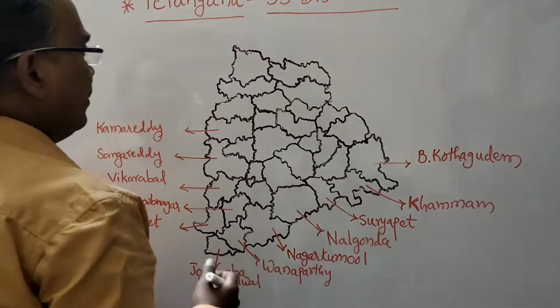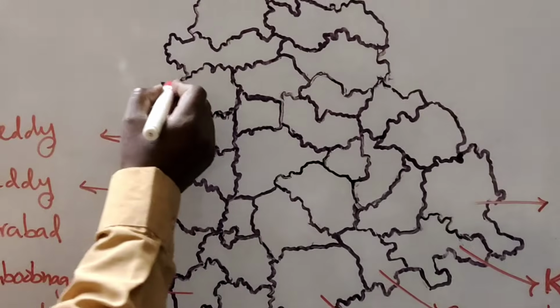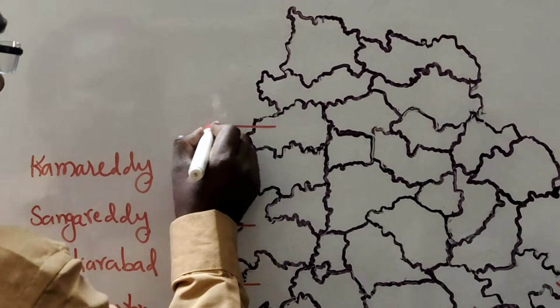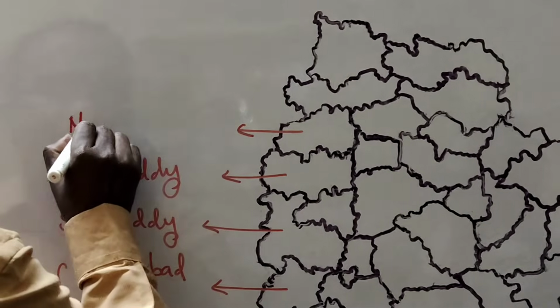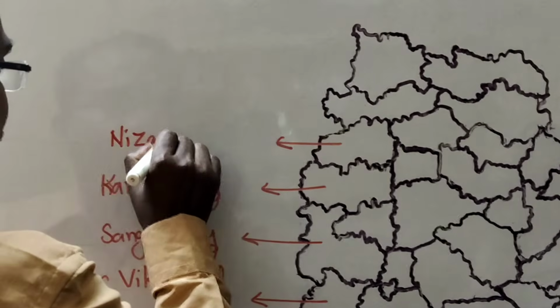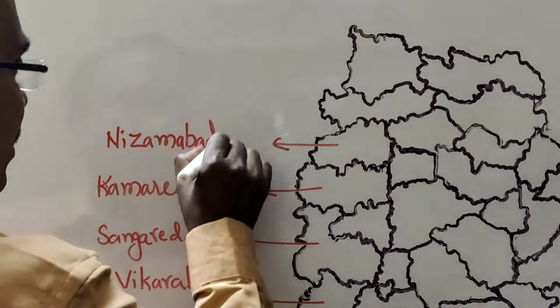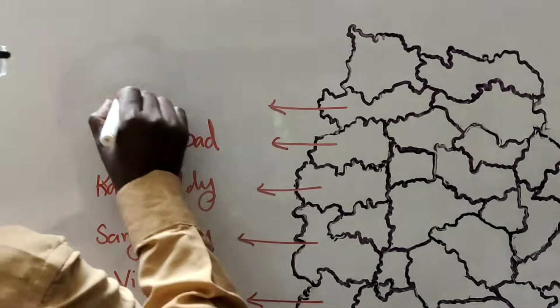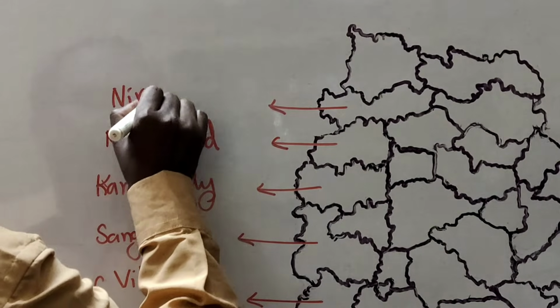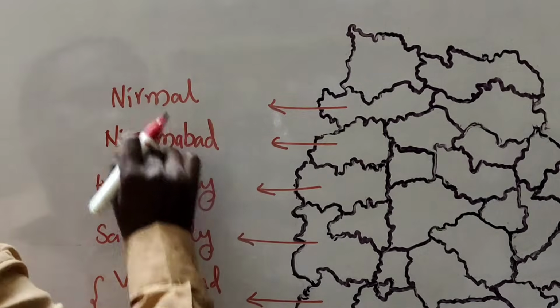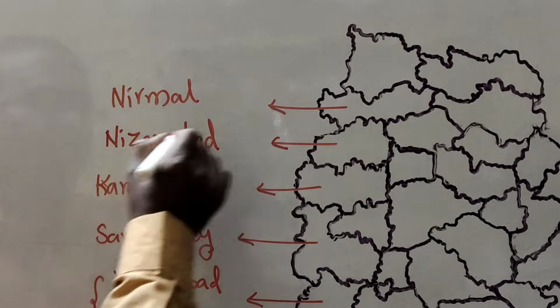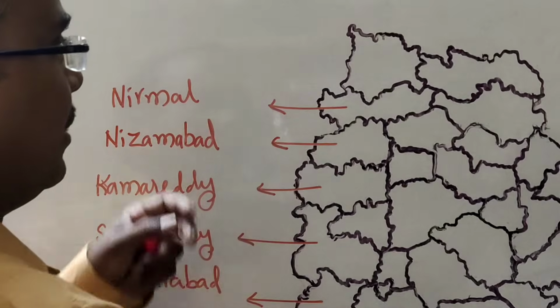Now moving further up, we have some more districts. It is Nizamabad district, and above this it is Nirmal. Nizamabad and Nirmal, Ni and Ni, these are a pair.